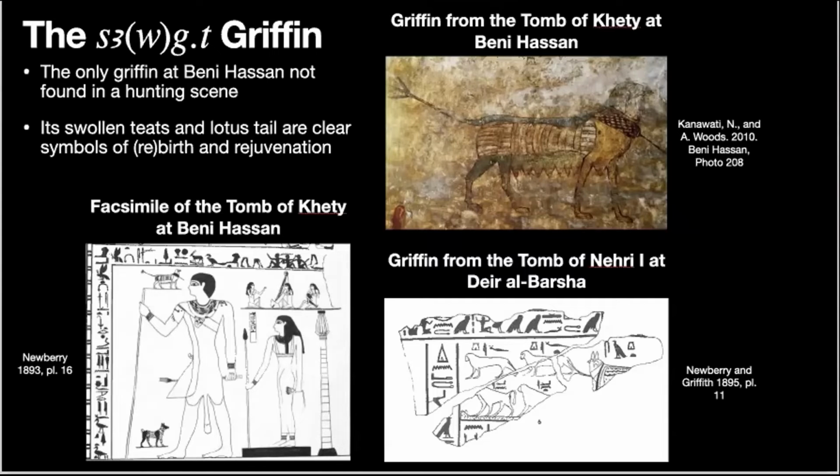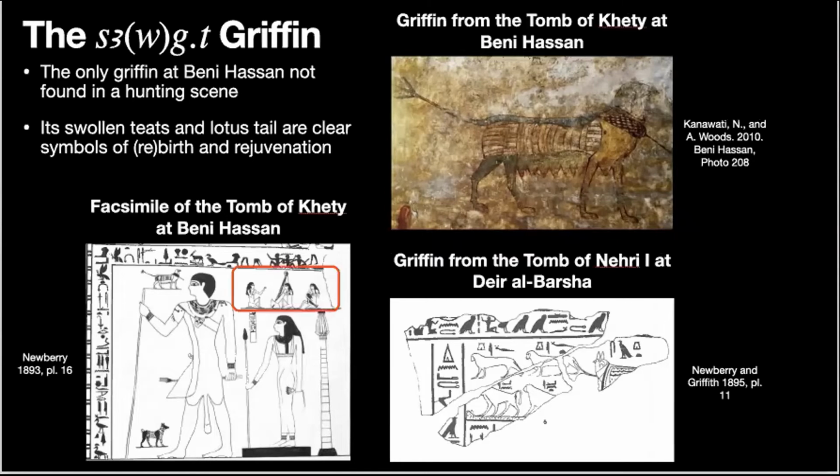Nevertheless, what we also see here is completely different iconography, with this griffin having large swollen teats and a lotus tail. This is a great first indicator as to the purpose of the animal, as both the teats and tail again point to themes of rebirth and rejuvenation, with the teats having the obvious connection to birth, and in ancient Egypt, the solar and rejuvenative qualities of the lotus are quite well attested, having formed likely due to the plant's opening with the sun's rising and closing with its setting each day.